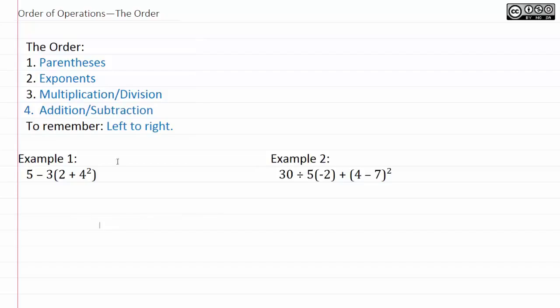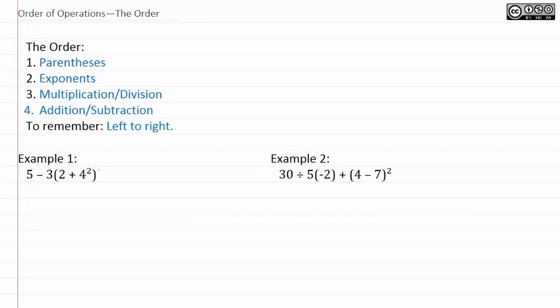All right, so for our first example here, we have 5 minus 3 times the quantity 2 plus 4 squared. What you always want to do is look for the very first thing. There's an old saying, a journey of 1,000 miles begins with a single step, and order of operations problems are like that too. They often look circuitous, but it always turns out that there is always a first step. So your first goal is to find that first step.